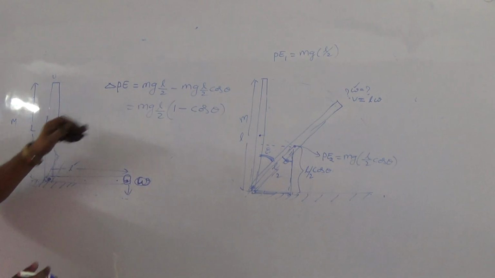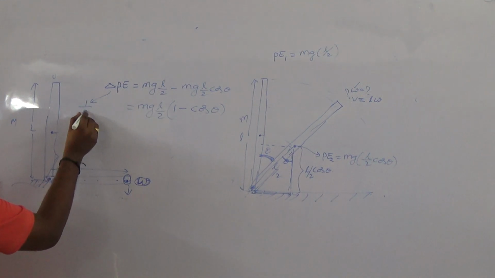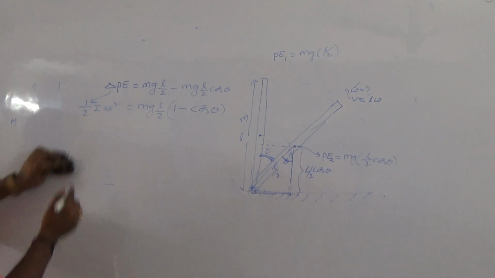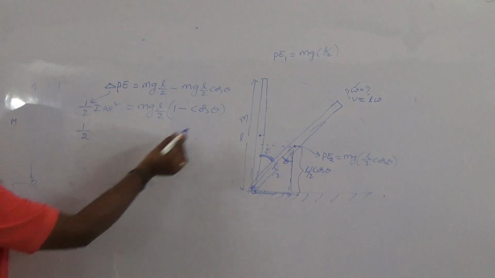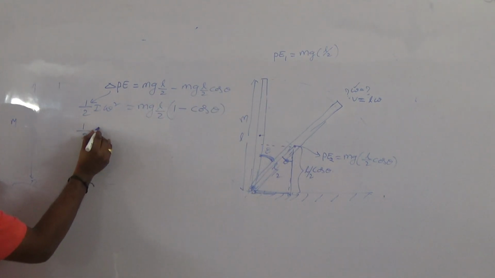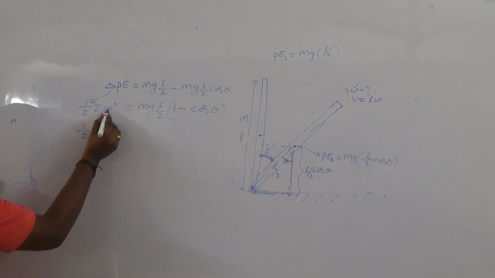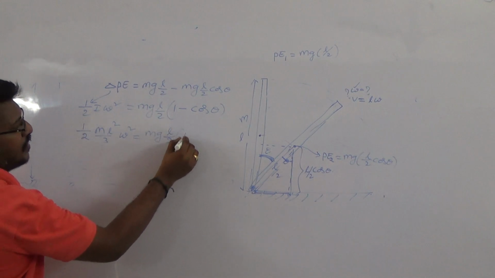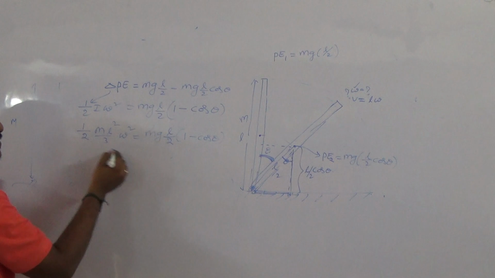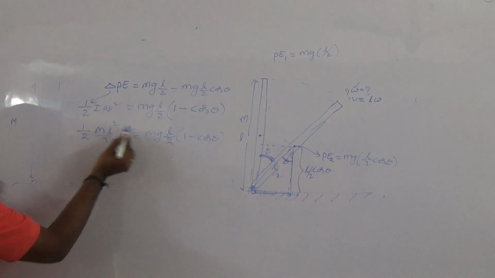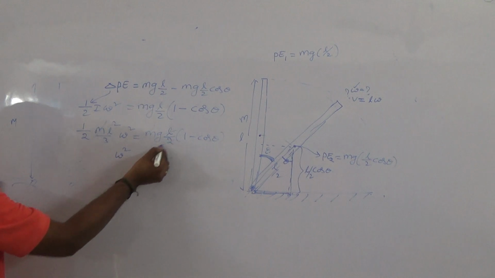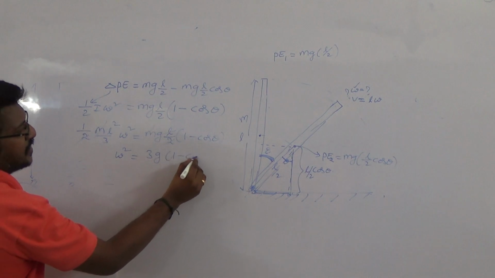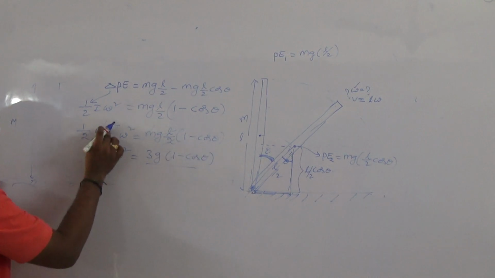Loss in potential energy is nothing but gain in kinetic energy. So we can write simply half I omega square. I means the moment of inertia of this rod with respect to this axis, which we know is mL square by 3, into omega square, that equals mg L by 2 of 1 minus cos theta. So m gets cancelled, L also cancels, and the 2 also cancels. Omega square equals 3g of 1 minus cos theta by L.